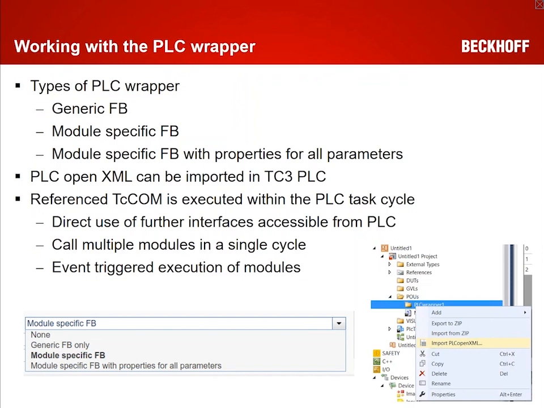The PLC wrapper itself is provided as PLC OpenXML that you can import in TwinCAT 3 PLC. So as you can see here, in the PLC you just right click and say import PLC OpenXML. You can browse into the publish area, select the PLC OpenXML of the module, and that's it.